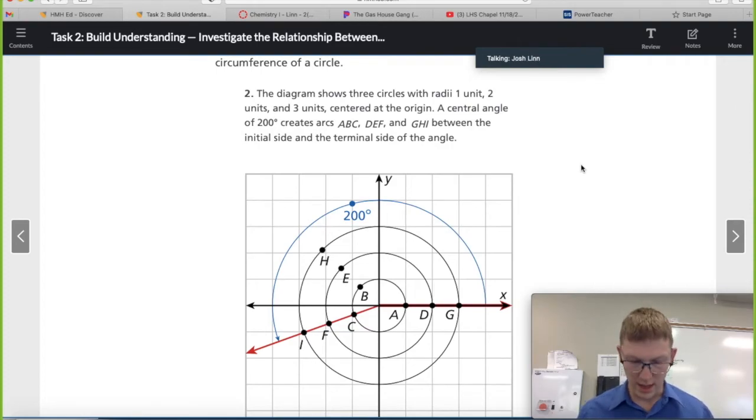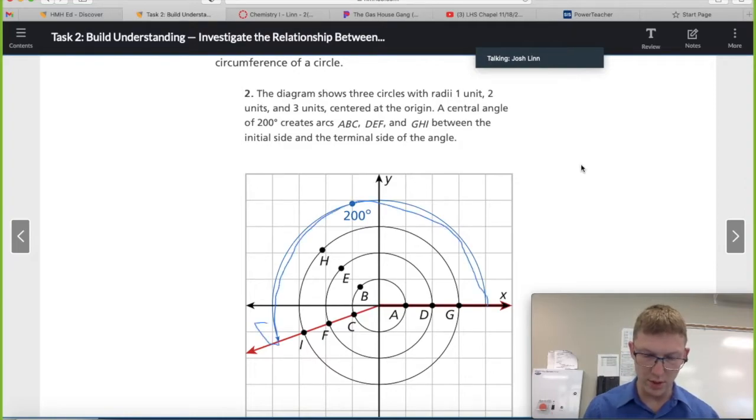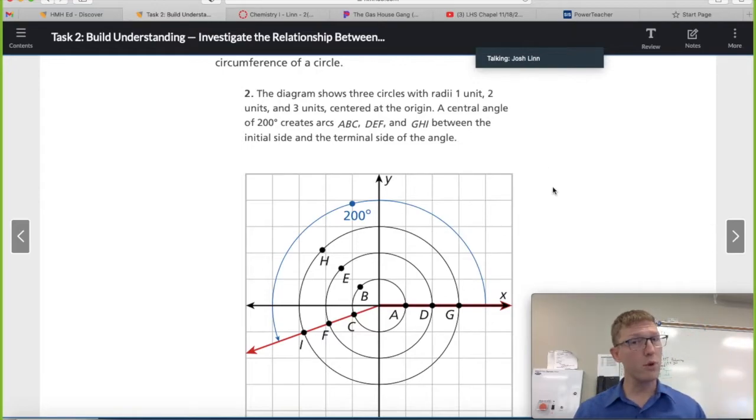Now, arc length refers to, so if you have a length right there, the arc length is the distance of this circle going all the way around. So one would assume that it would be related to the angle in some way, shape, or form. So that's kind of what we're looking at.